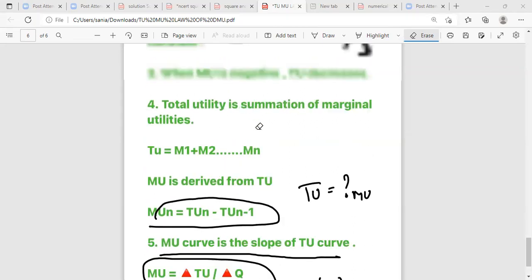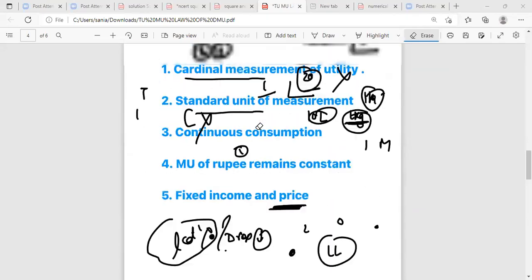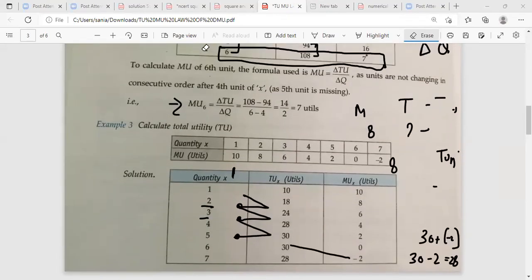Okay, good. Whatever we did today, you can just revise it and then I'll just end it.